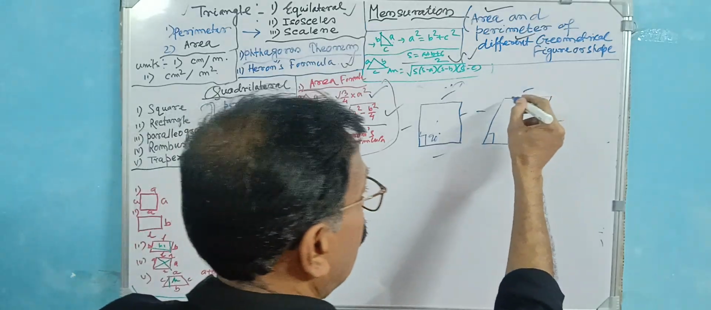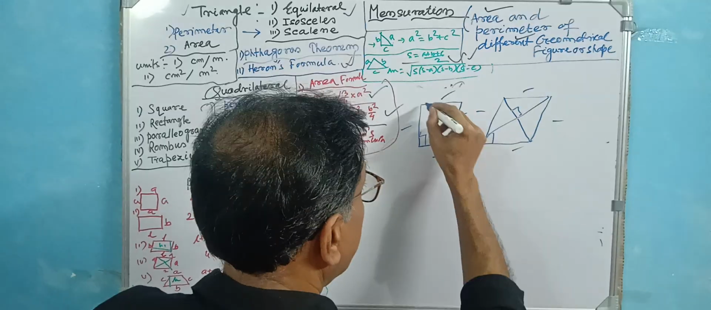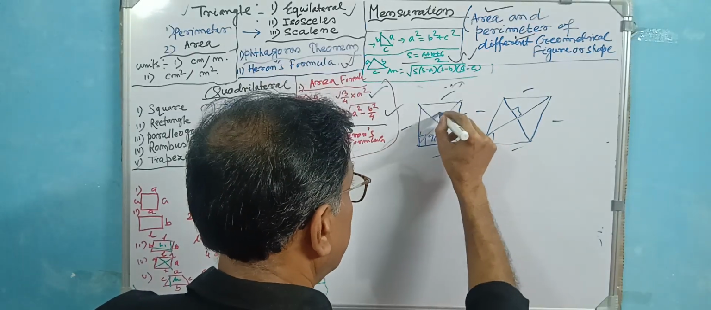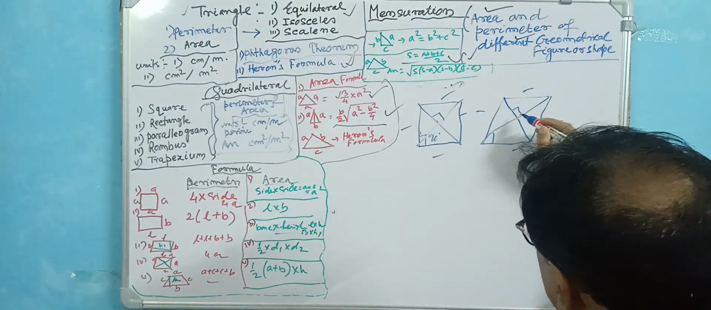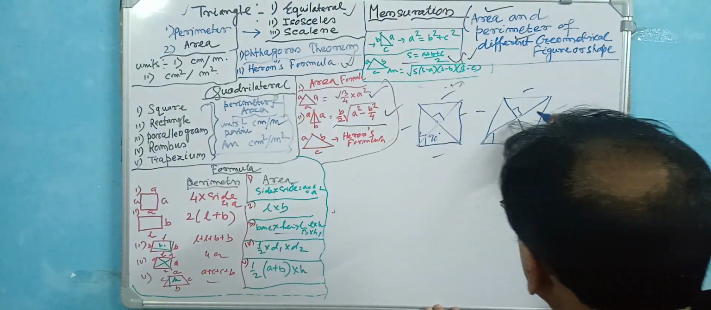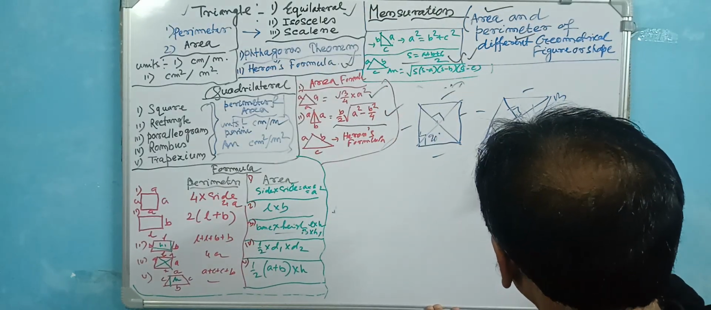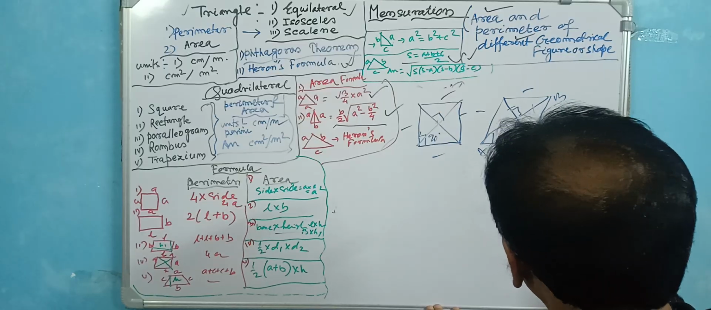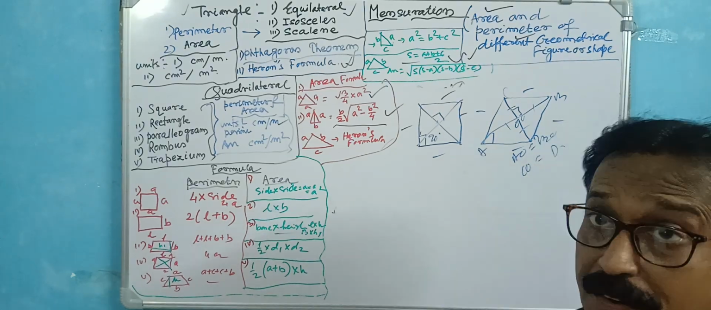The diagonals bisect each other at 90 degrees. In the case of the rhombus, the diagonals also bisect each other at 90 degrees, and they are equal. Suppose AO is equal to BO, and CO is equal to DO, same as the square.